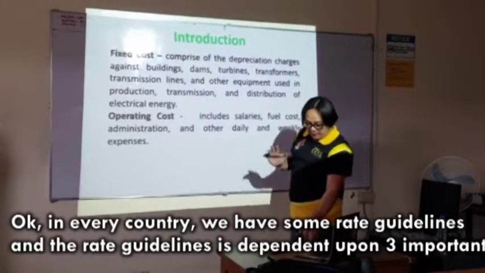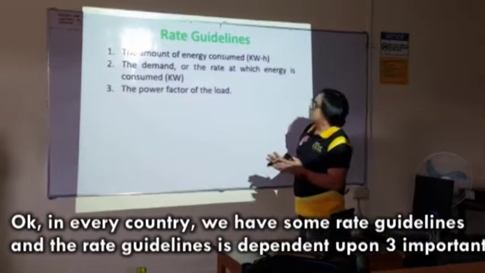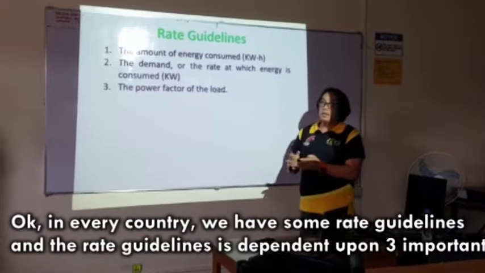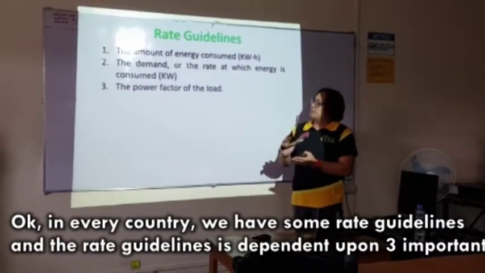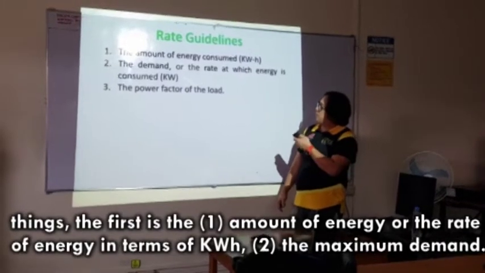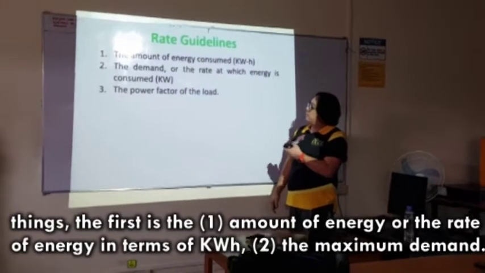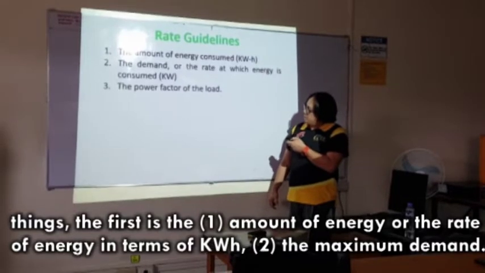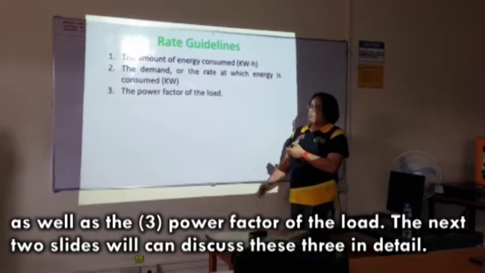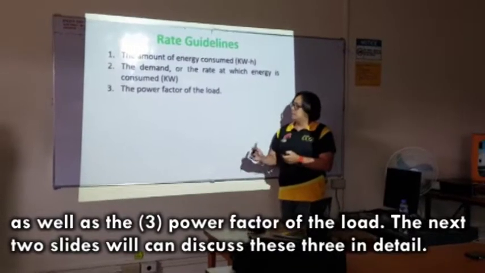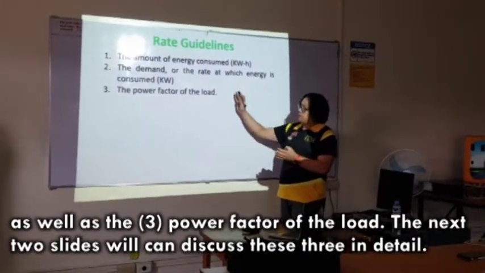Okay, in every country, we have some rate guidelines. And the rate guidelines are dependent upon three important things. The first is the amount of energy or the rate of energy per kilowatt hour, the maximum demand, as well as the power factor of the load. In the next few slides, we can discuss these three in detail.